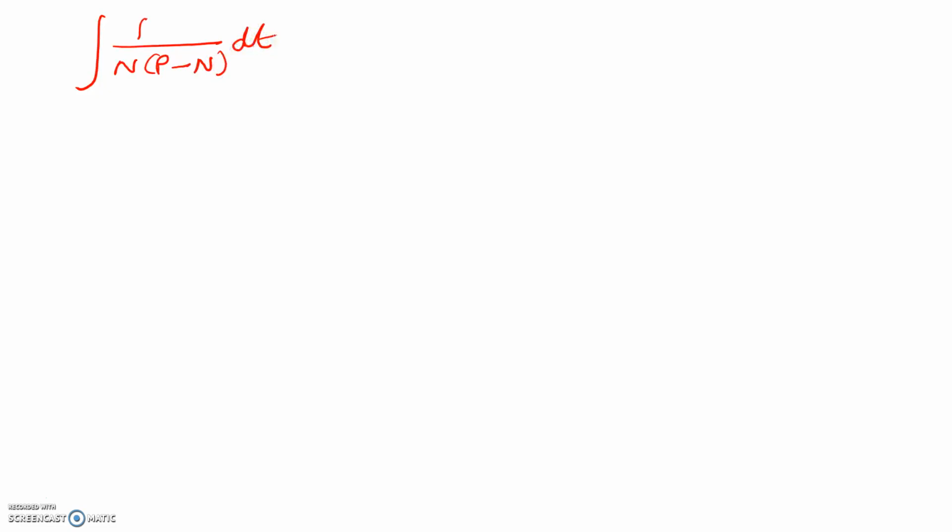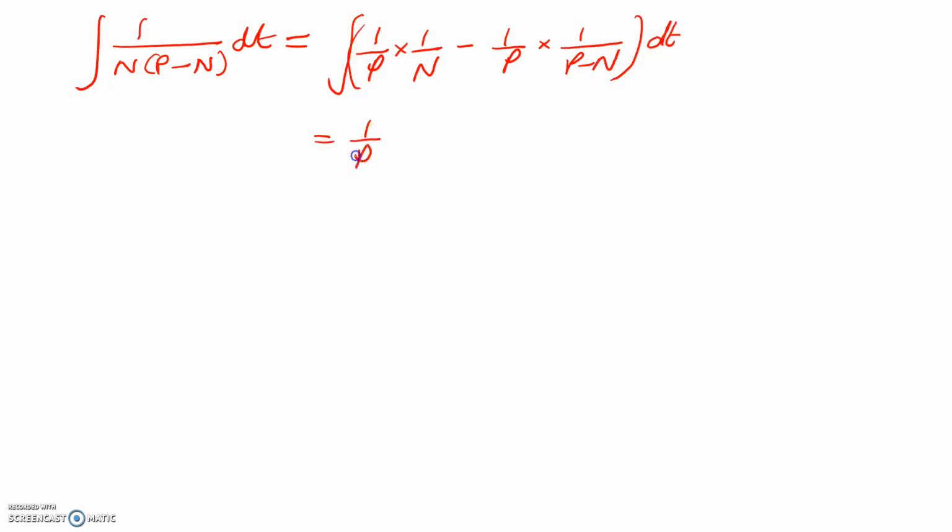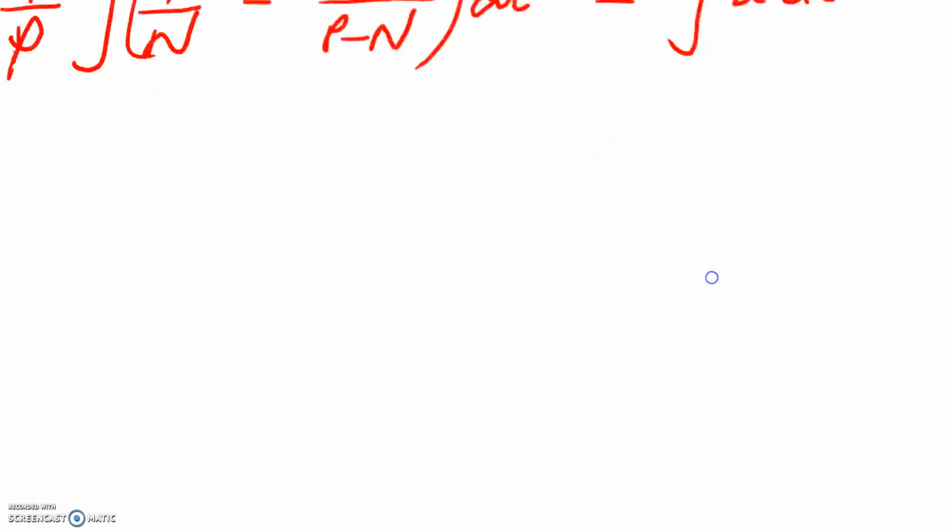So we'll rewrite it as follows. So all of that is integrated with respect to t. We can take out a common factor there, which is a constant of 1 over P. So we've got 1 over P times 1 over N minus 1 over P minus N dt. And we know that that is equal to k dt, putting back in the right-hand side of the differential equation.